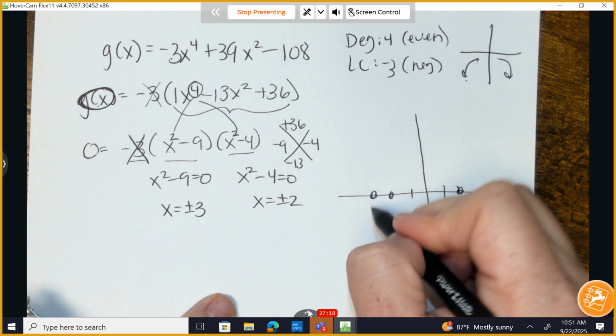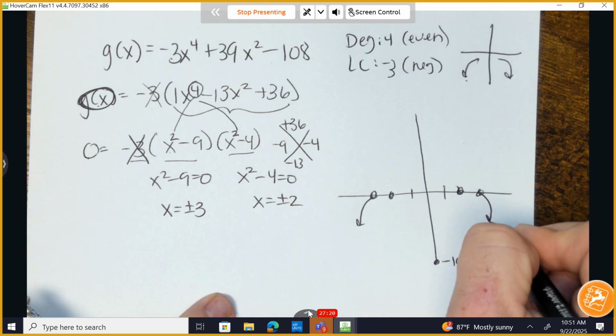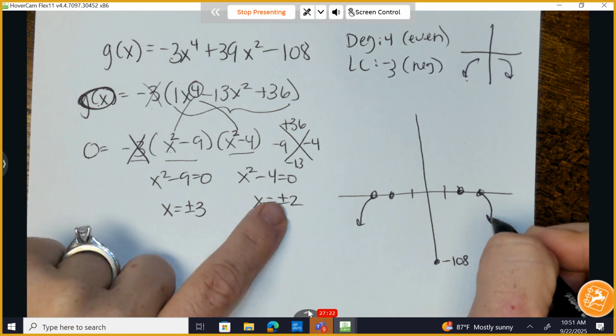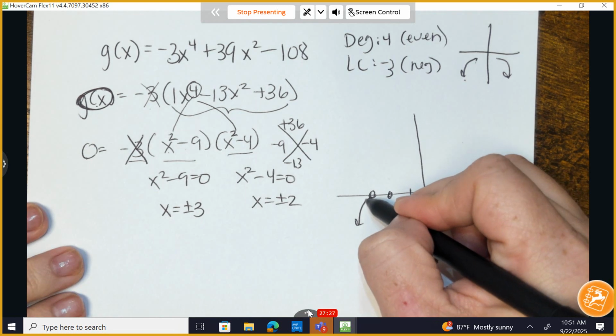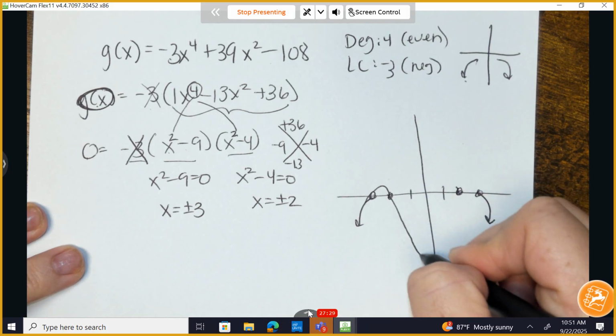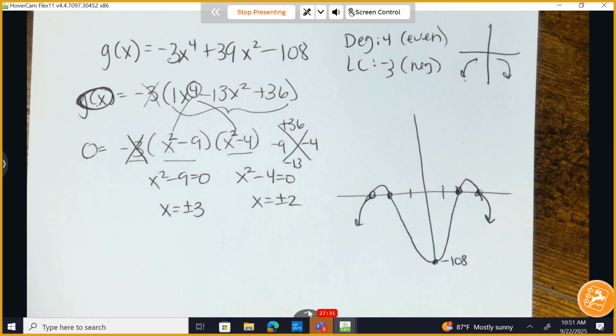On the left and on the right, I'm headed down. That's the end behavior. Each one of these is only listed once. There's 1, 3, 1, negative 3, 1, 2, 1, negative 2. So I'm cutting through, cutting through, cutting through, and cutting through.